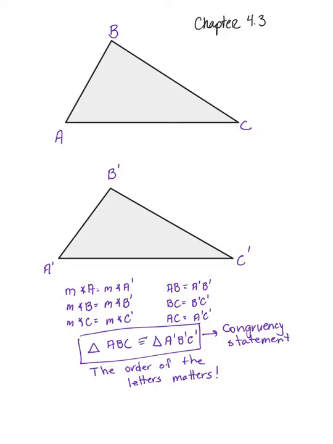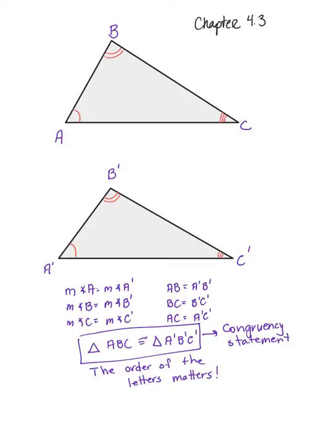If we have congruent triangles, that means that the three angles of one must have the same angle measure as the corresponding three angles in the other. In other words, angle A in the first triangle has to have the exact same measure as A prime. Angle B in the first triangle has to have the exact same measure as B prime. And angle C in the first triangle has to have the same exact angle measure as C prime.